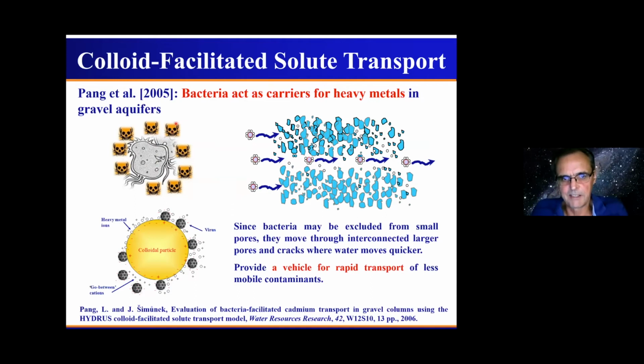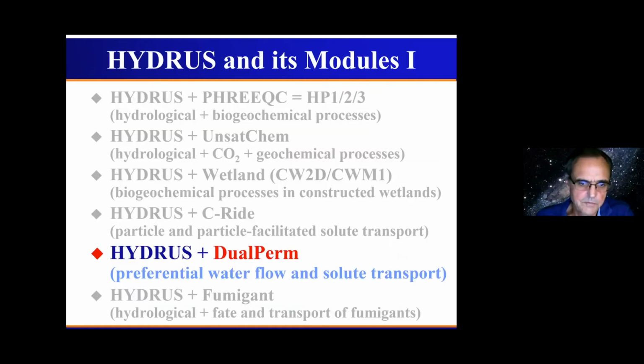And the bacteria are relatively large, so they cannot really move very well in the soil, but they can move in the fractures, in the larger pores, etc. So they move much faster than the average pore water velocity, and then they can provide a vehicle for very rapid transport of these heavy metals. So we published this in Water Resources Research, this study.